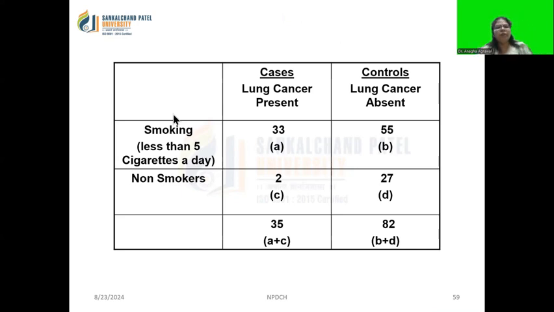So for the second column, you can see there are cases, and smoking means those are the exposed group, and non-smokers, those are the people who are not exposed to the smoking habit. For controls also, you can see there are people who are exposed to smoking and who are not exposed to smoking, that is non-smokers, and we have labeled them A, B, C, D.